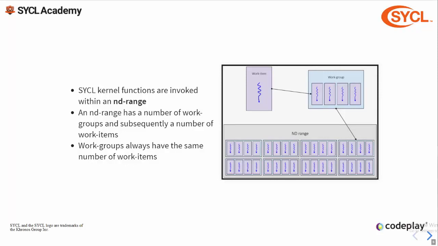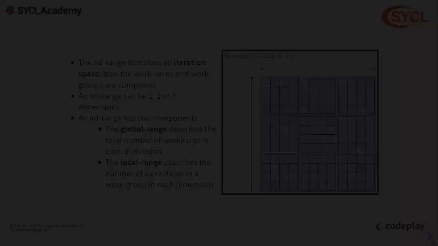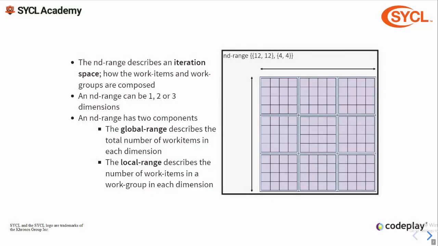The full iteration space that a SYCL kernel function is invoked over is described by what is referred to as an ND range, which means n-dimensional range. An ND range contains a number of workgroups, and each of those subsequently contains a number of work items. And the workgroups are always the same size, they always have the same number of work items each. An ND range describes a multidimensional iteration space, effectively how work items and workgroups are composed. An ND range can be 1, 2, or 3-dimensional.